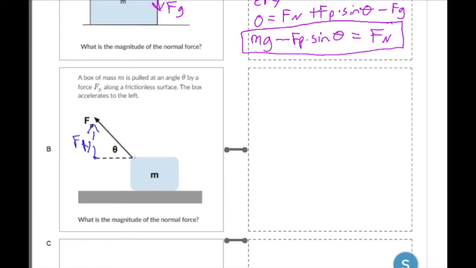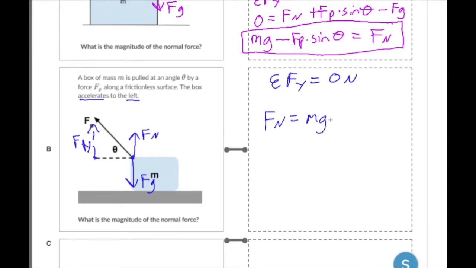Since it's still pointed upwards, and we still have gravity pointing down and force normal pointing up, and our object is still just accelerating in the left or right plane, that means net force in the y is still just 0. Since that's 0, we end up with the exact same equation we did before, because our force is being pulled upward. So force normal is still just equal to mg minus Fp times sine of theta.